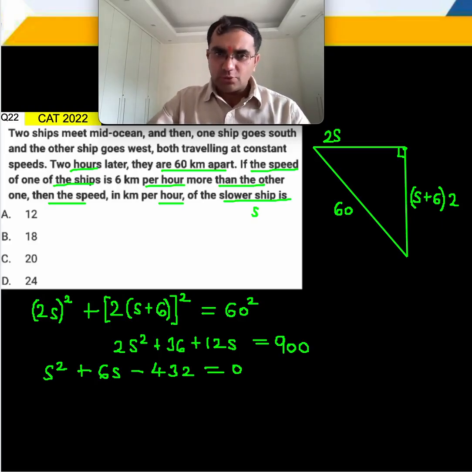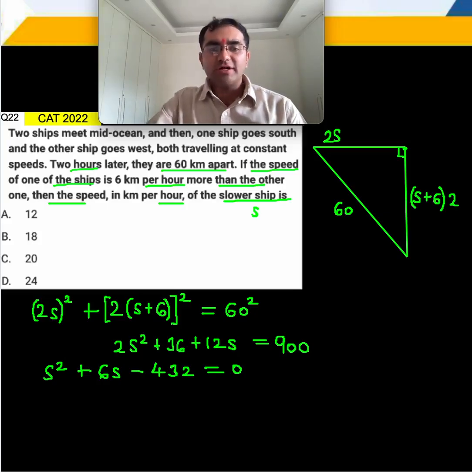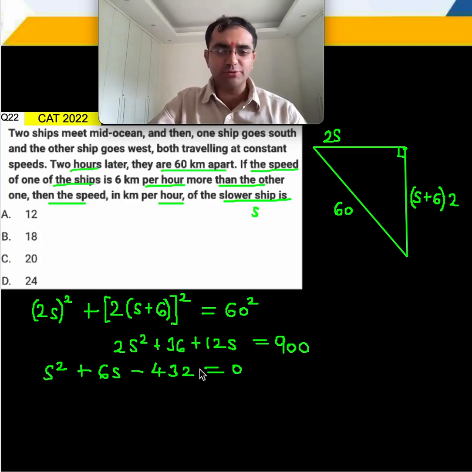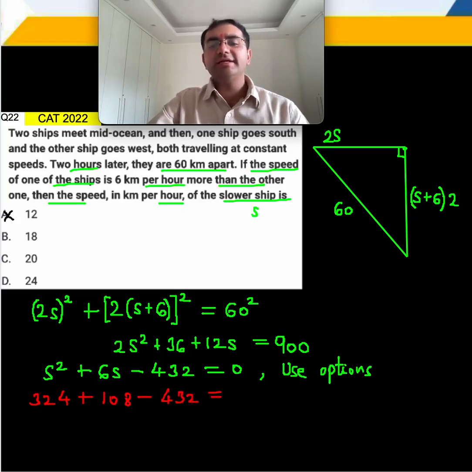Either you can solve this quadratic or you should better use the options to match the answer. For example, if I check A part, 12, so 12 12s are 144. 144 minus 432, there is no chance of this being 0. So I try the second option, 18. 18 square is 324 plus 6 into 18, that's 108, minus 432. Indeed, it is equal to 0. When it is equal to 0, the answer is B part for question number 22. That was the last question of the test.